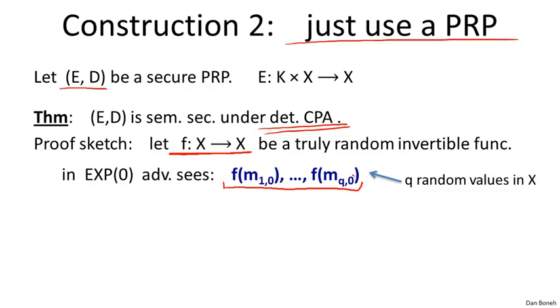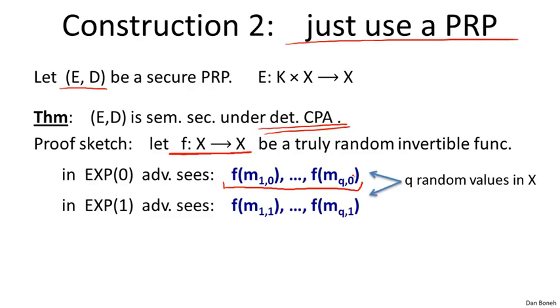Now let's think about experiment 1. In experiment 1, he gets to see the encryptions of the messages on the right, m_1^1 to m_q^1. Well, again, all these messages are distinct, so all he gets to see are just q distinct random values in X. Well, these two distributions in experiment 0 and experiment 1, therefore, are identical. In both cases, what he gets to see are just q distinct random values in X. And as a result, he can't distinguish experiment 0 from experiment 1. And since he can't do this for a truly random function, he also can't do this for the PRP.